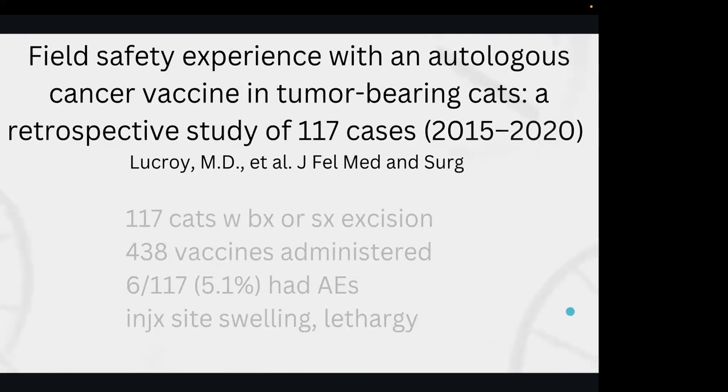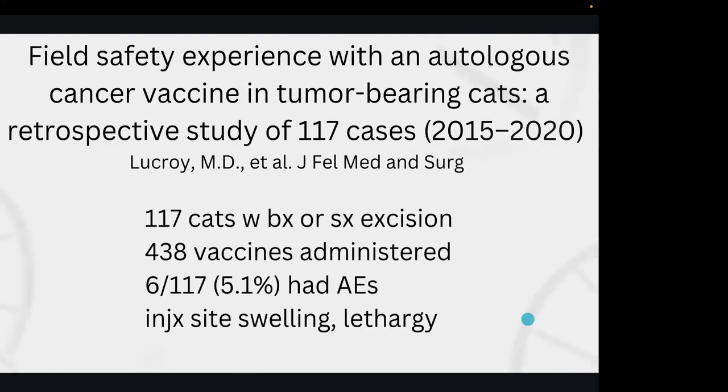The other paper that they have put out is a safety experience with this vaccine in cats. So they treated 117 cats. They had biopsies or surgical excision. 438 vaccines were administered, and 5% of them had adverse reactions. Some were injection site swelling or lethargy.